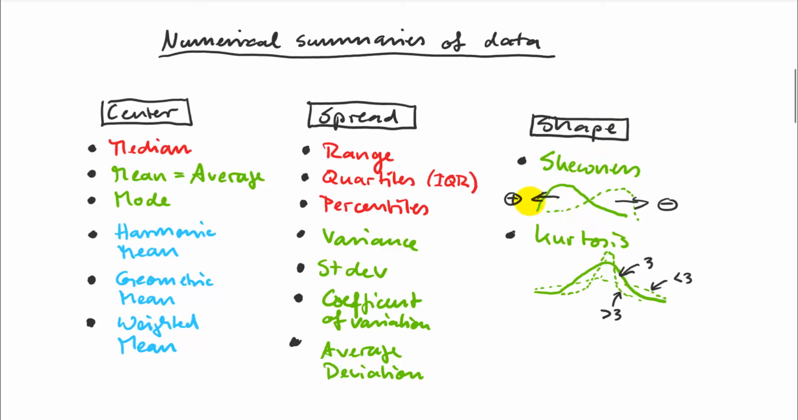Just as a reminder, if your distributions are not symmetrical, if they are skewed to the left, that would be a positive skewness. If they are skewed to the right, it's a negative skew. And kurtosis is usually defined as 3 for a normal distribution, and anything narrower would be larger than 3, and anything wider would be smaller than 3.